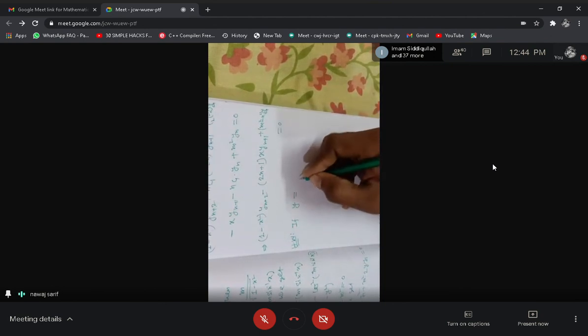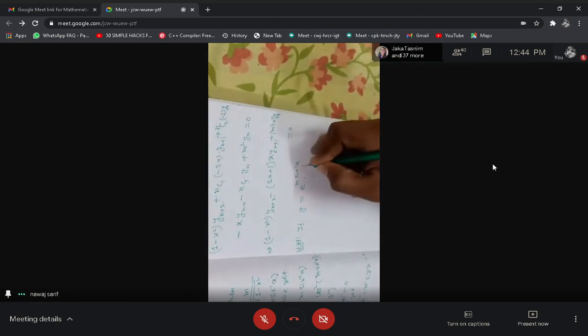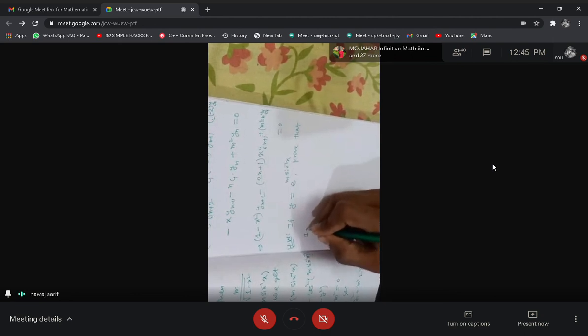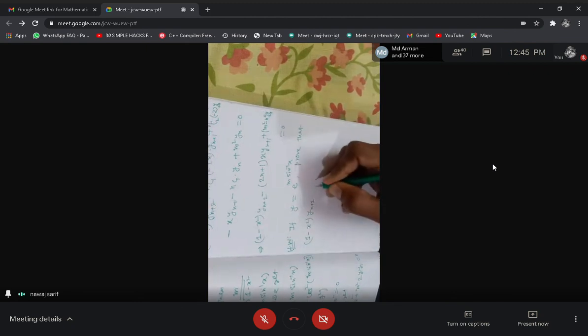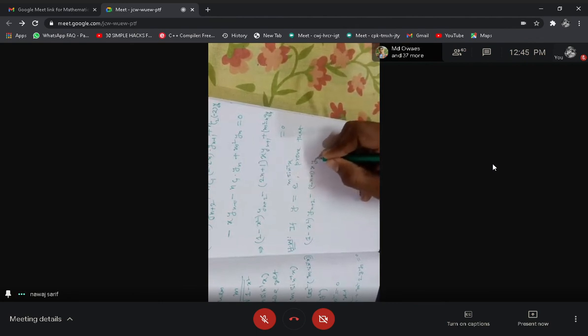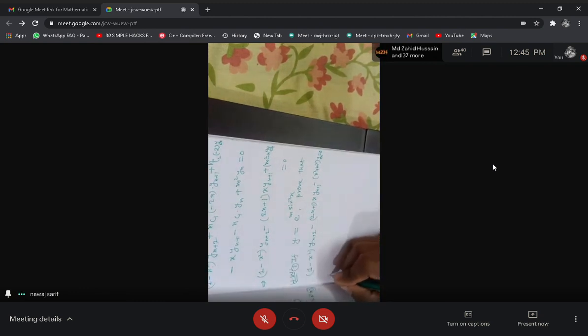If y equals to e to the power m sin inverse x, then prove that 1 minus x square y n plus 2 minus 2n plus 1 x y n plus 1 minus n square plus m square y n equals to 0. Okay, this is number 1.